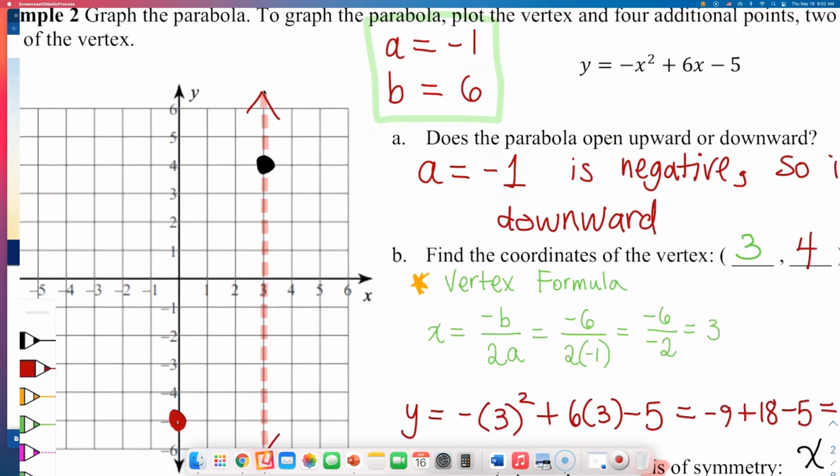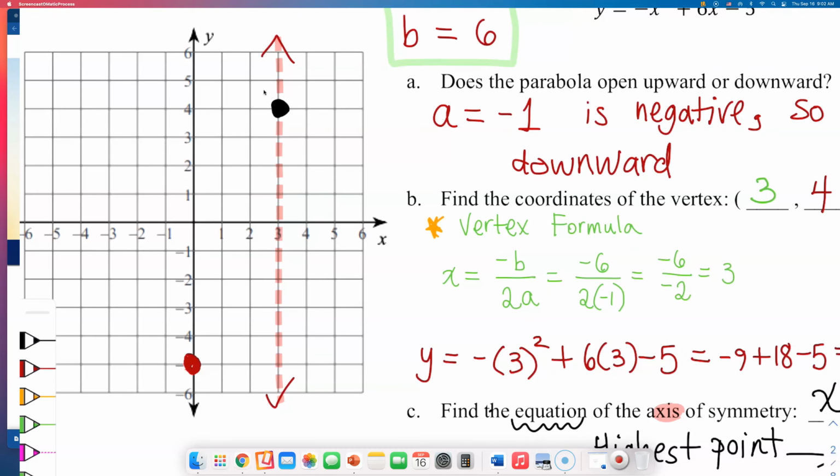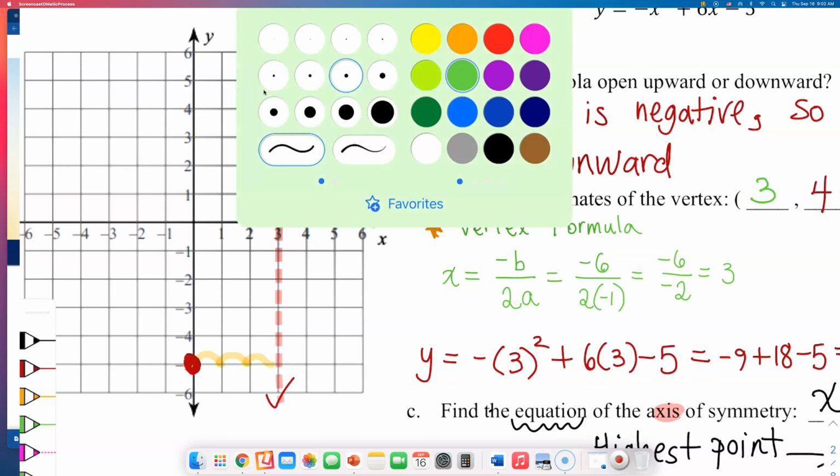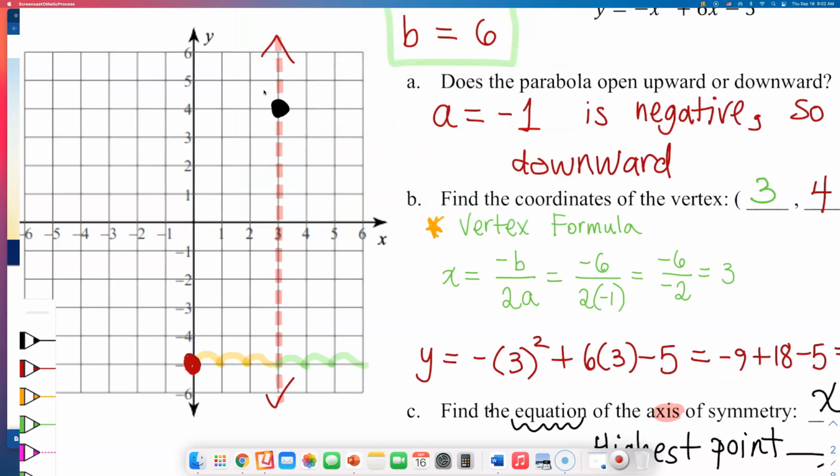Now remember that axis of symmetry, right? This point right here is 3 to the left from the axis of symmetry. So if I want to plot another point, I will go 3 to the right from that axis of symmetry. So I know I will have a point at 6, negative 5. Okay? All right, let's go find the x-intercept this time.